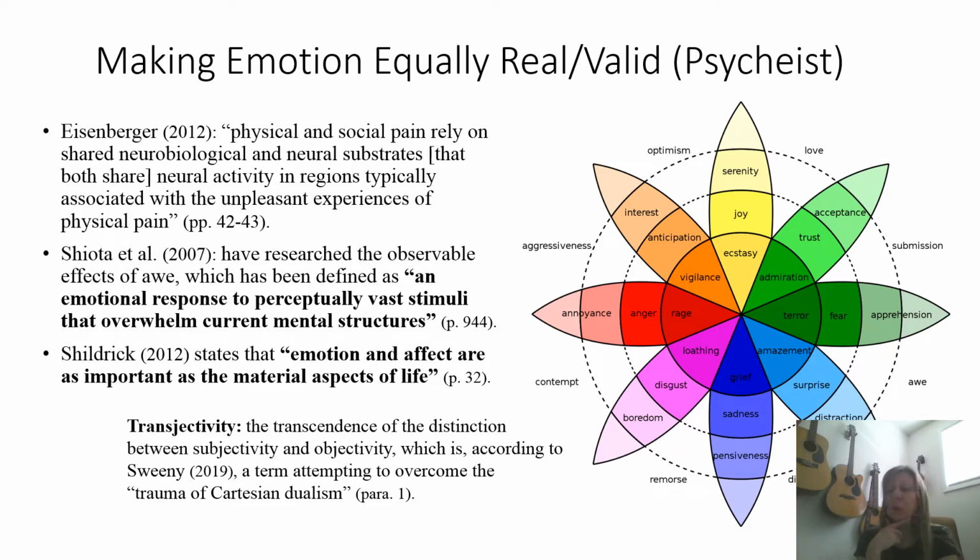Recent research in posthumanism discusses transjectivity, a term describing the transcendence of the distinction between subjectivity and objectivity, which is, according to Sweeney, a term attempting to overcome the trauma of Cartesian dualism. So take that, Cartesian dualism.